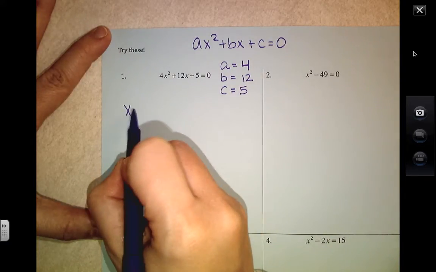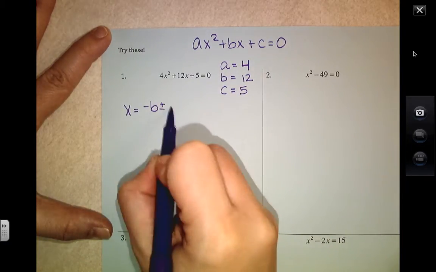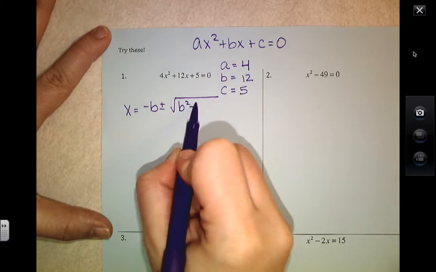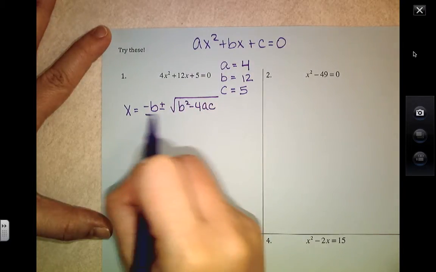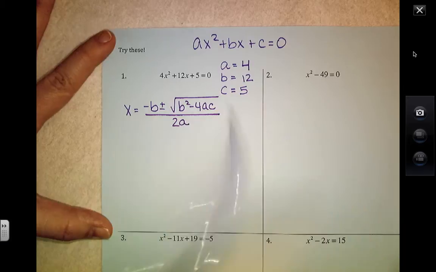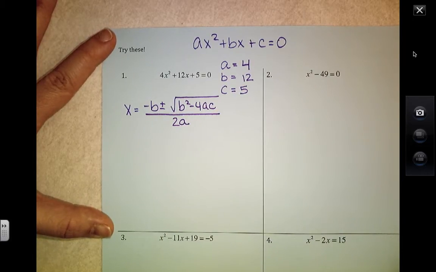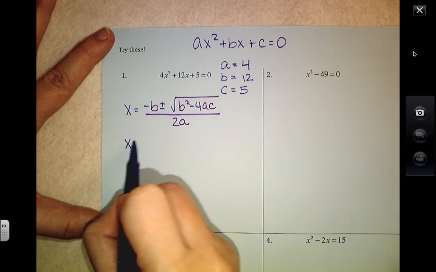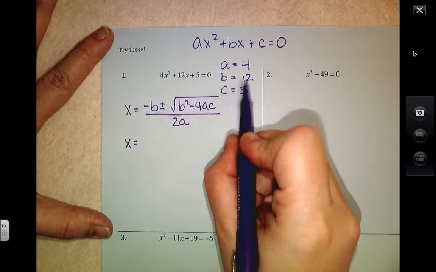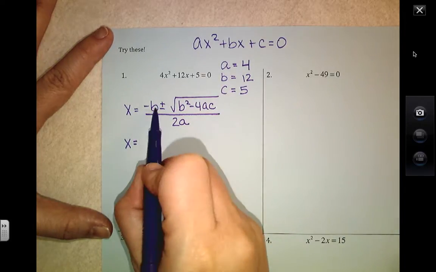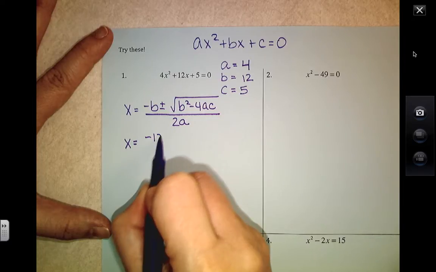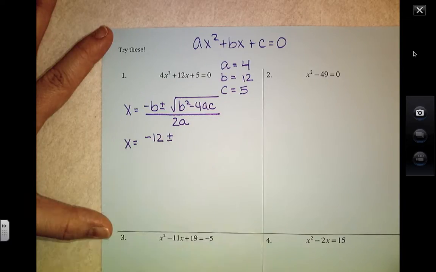Okay, now I write down my formula. Okay, so I might have done that more quickly than you. If you need to pause it, go ahead and do that. And we're going to fill in our values. Okay, so b is 12, and this says negative b. So I'm going to put negative 12 plus or minus.